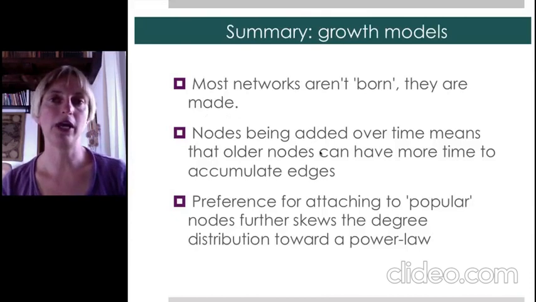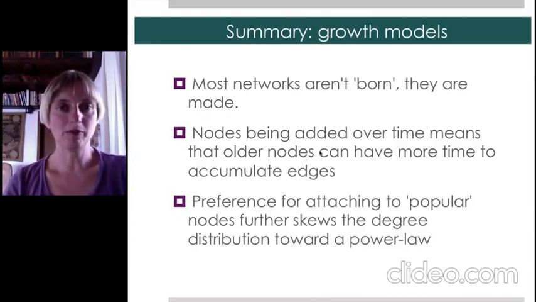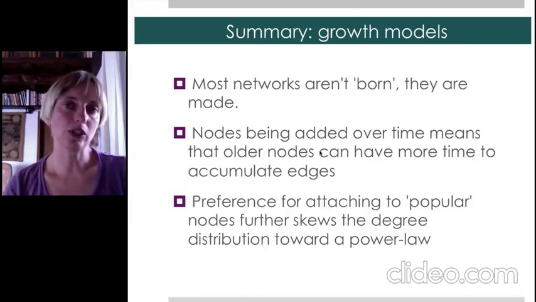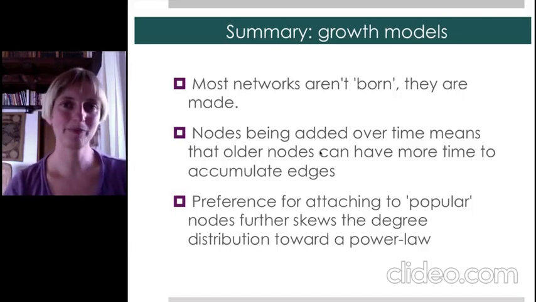So just to summarize the growth models, the reason for doing growth models is that most networks aren't born, they're made. They grow over time, and this means that some nodes, the older nodes, might accumulate more than others, but if you have this additional ingredient of preferential attachment, then nodes that for whatever reason end up with more edges as the network grows are going to accumulate even more edges at the expense of other less fortunate nodes.